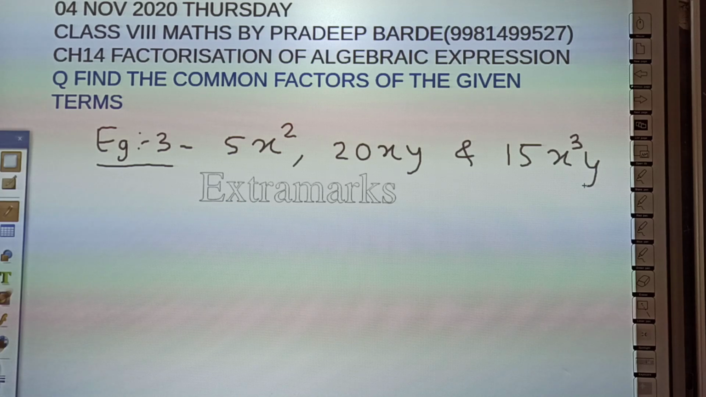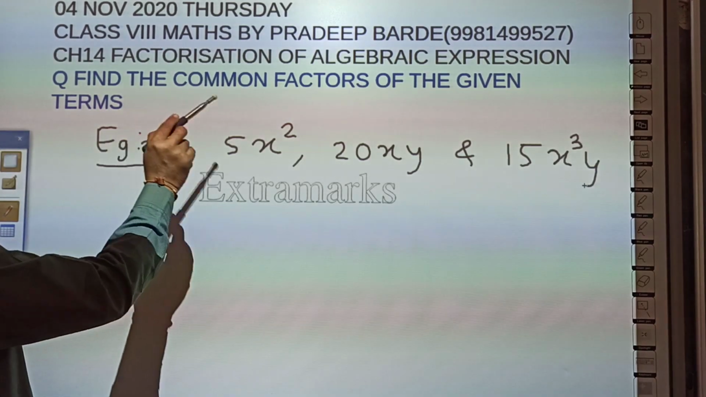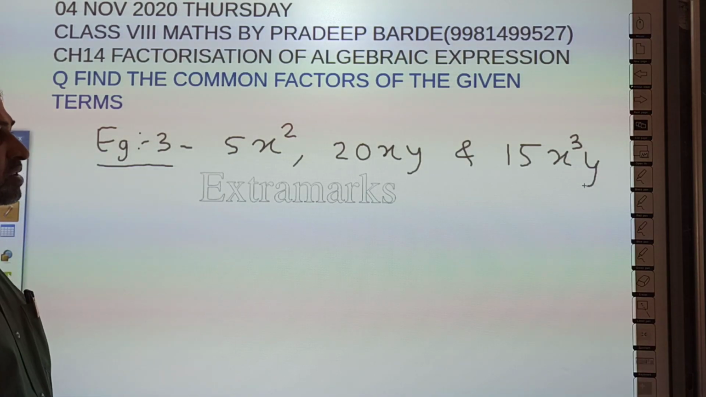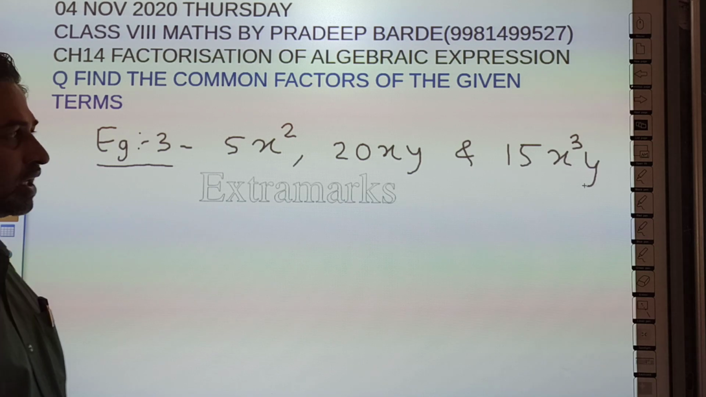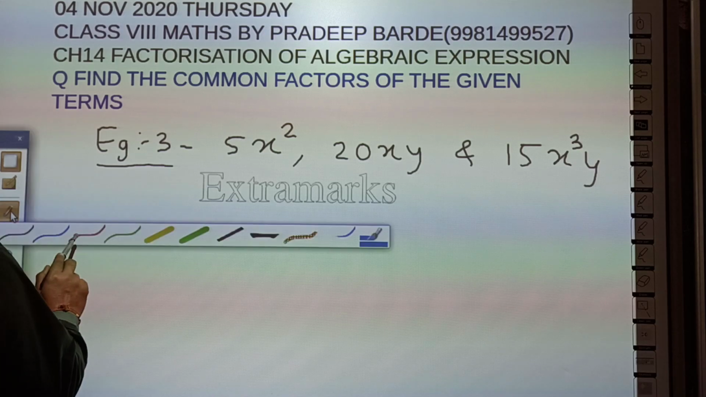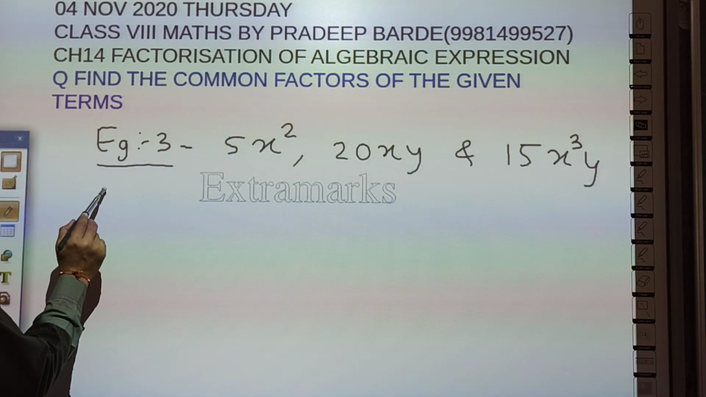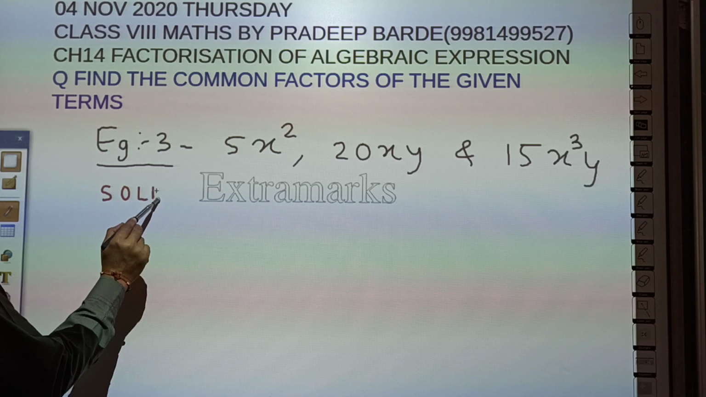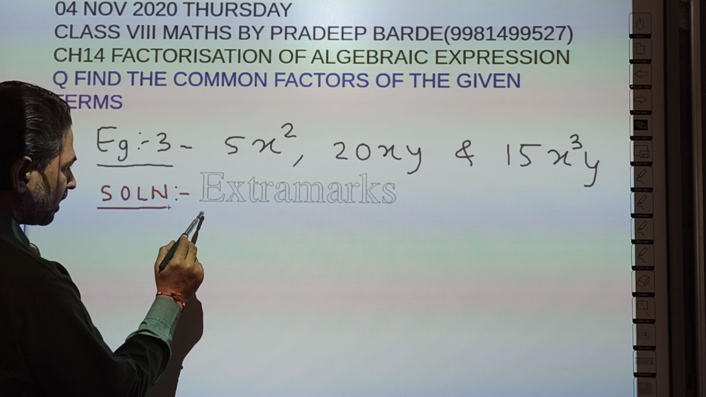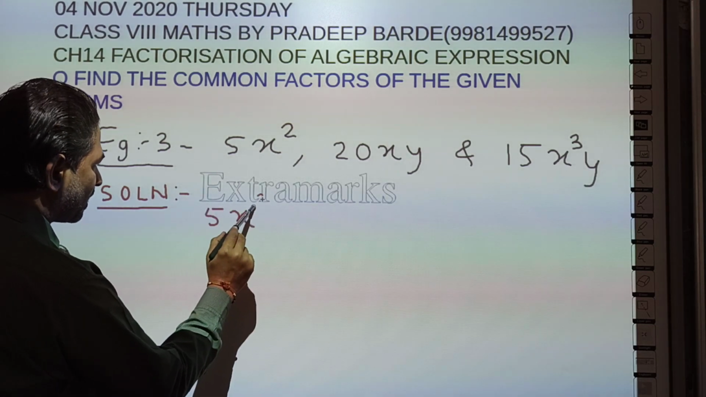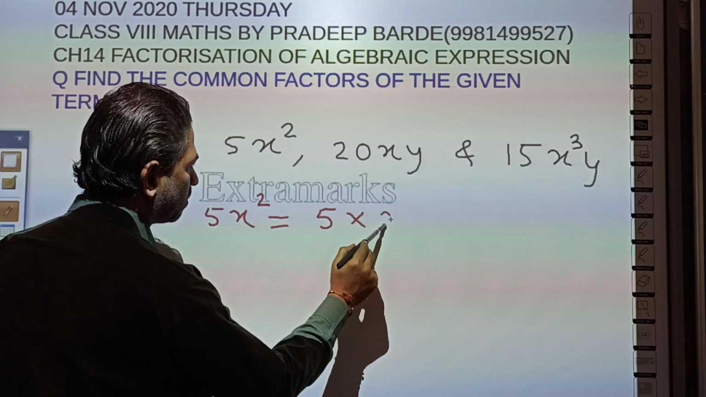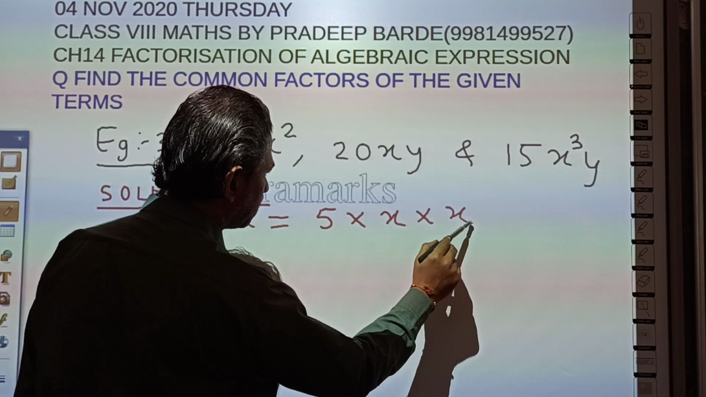Okay students, let's take third example. Question is find the common factors of the given terms. Third example, that is terms are 5x square, 20xy and 15x cube y. So first what we have to do, we have to write this first term, that is 5x square, as its factors. So we can write here 5x square. This can be written as 5 into x into x.